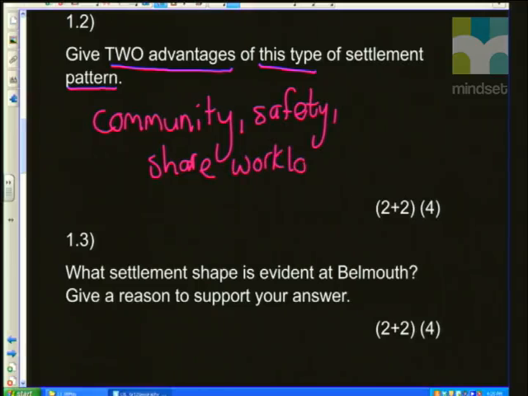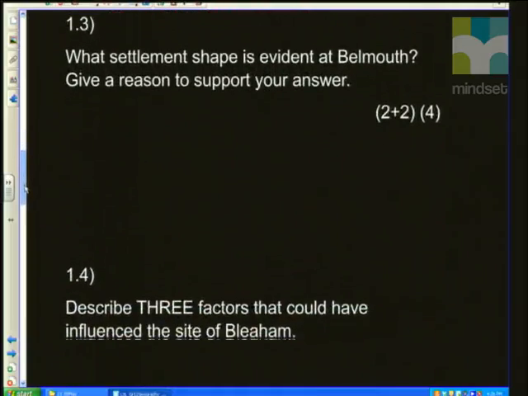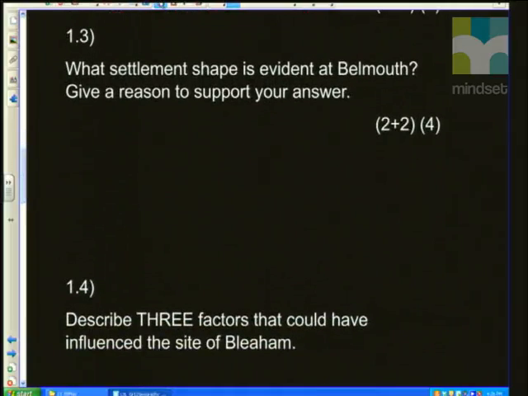We only needed 2 there, but I've given you 3. Let's have a look at the next question. They ask us, what settlement shape is evident at Balmouth? Give a reason to support your answer.